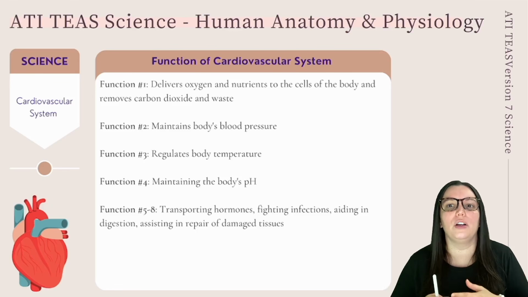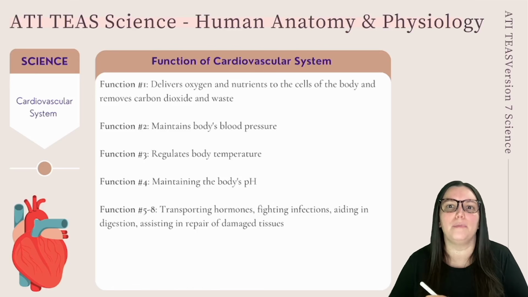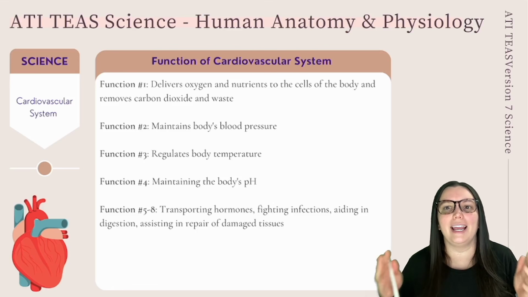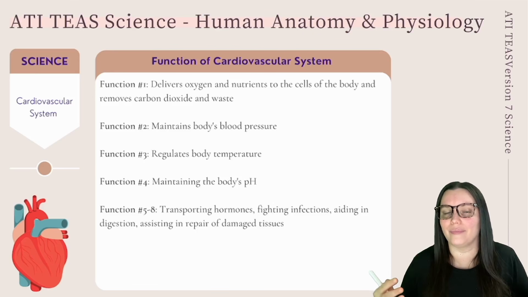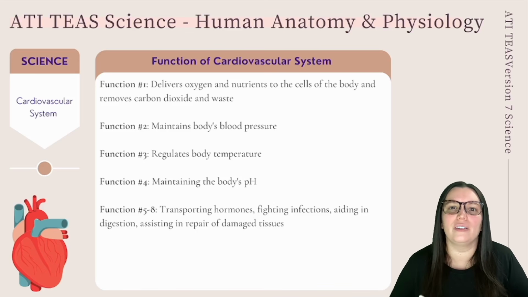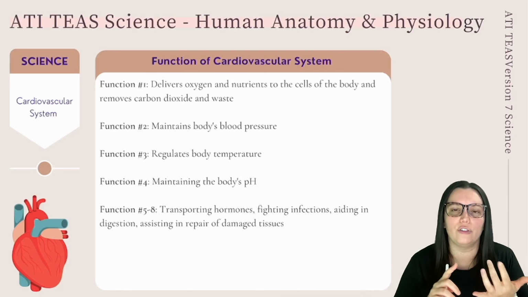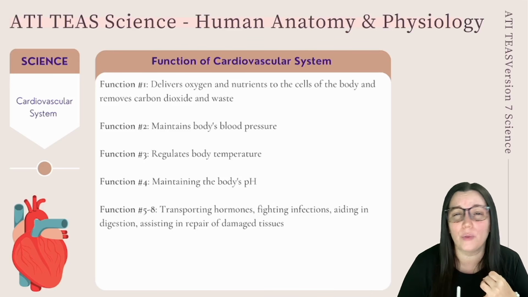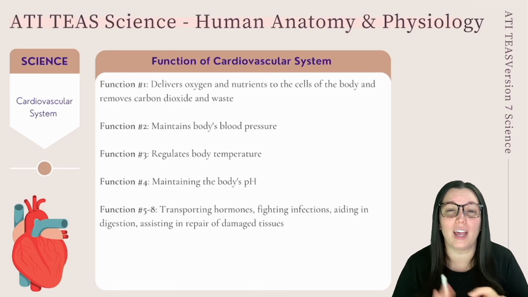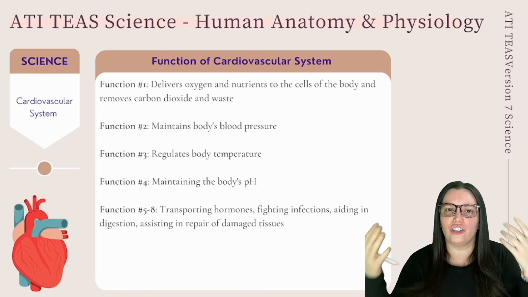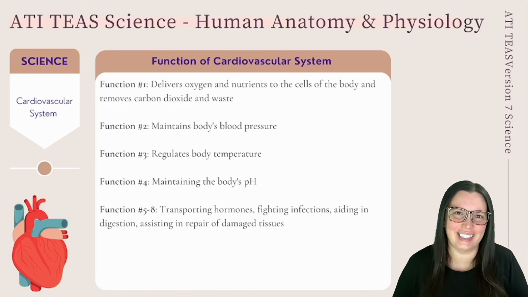The cardiovascular system also helps maintain the body's pH, right? So we have a bicarbonate buffer system that helps maintain acid by removing excess hydrogen ions from the blood. And then lastly, there's various other things that the cardiovascular system does. They also transport hormones throughout the body. They help fight against infections. They also aid in the digestion of food, as well as assist with the repair of damaged tissues.